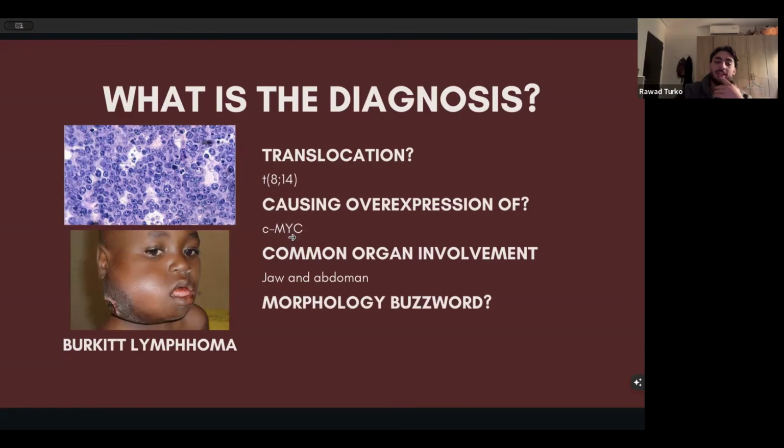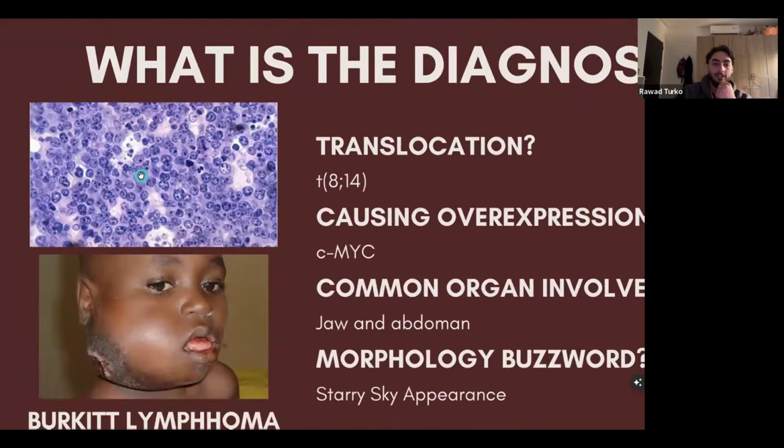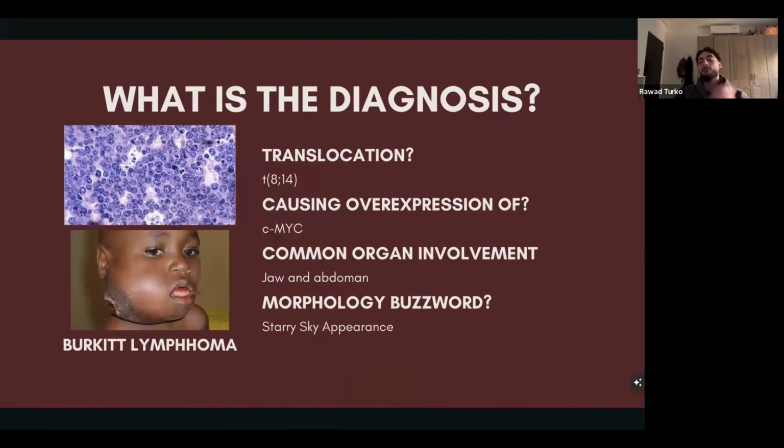What's the morphology buzzword? It's something you see here. Starry sky. Perfect. So starry sky appearance. The reason why it's called starry sky appearance is because these white spots that you see here are the tingible body macrophages that I was talking about earlier in follicular lymphoma. In follicular lymphoma, you don't see the tingible body macrophages. In Burkitt's lymphoma, you do see the tingible body macrophages. That's what's actually causing the starry sky appearance.